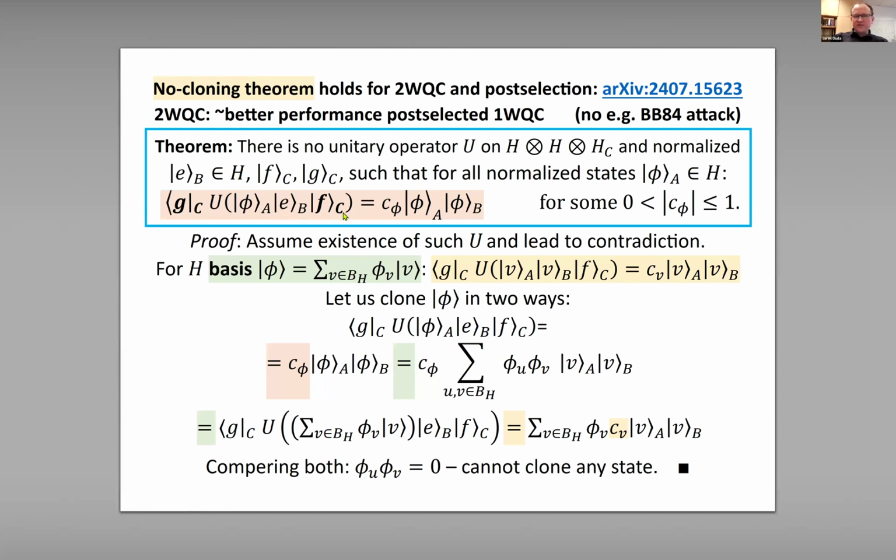So there is the standard approach, where we assume that there is this cloning operator. The standard one would end here, we would have just A and B qubits. Here we also have these additional qubits, which are prepared somehow and finally projected, post-selected, to something. So assuming that there exists such a cloning operator for two-way quantum computers or post-selected quantum computers, and using it for the basis, we can show a contradiction: it would have to satisfy these equations, which cannot be true. So we cannot clone all the states.